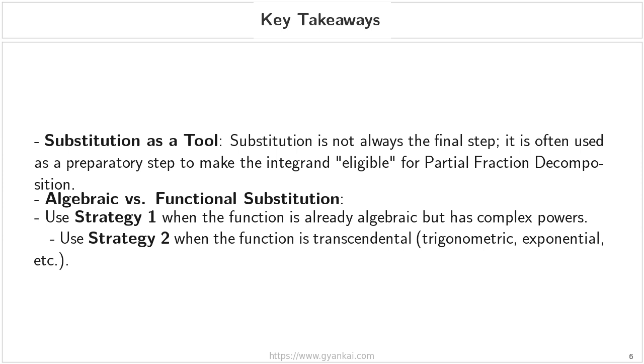On the other hand, if your integrand contains trigonometric functions like sine and cosine, or exponential functions, or any other transcendental function, then you should use strategy 2. These are functions that aren't algebraic. They go beyond just polynomials and fractions. We're transforming the entire integrand into a rational function using substitution.